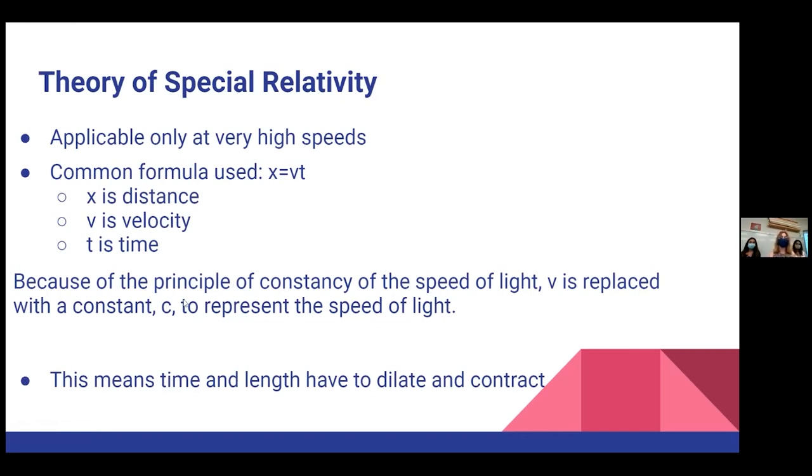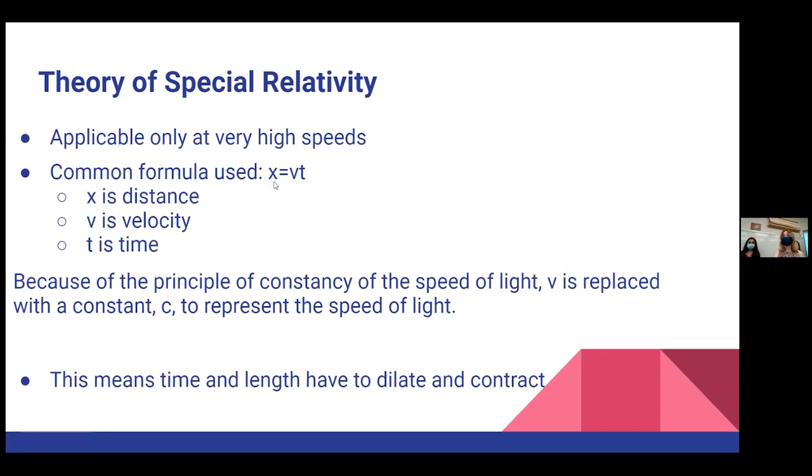Now, since something exists called the principle of constancy of the speed of light, which is exactly what it sounds like, just that the speed of light is a constant in all inertial reference frames, which, like Nisha said, are basically just points of view, you can always go ahead and replace this variable v for velocity with a constant c that we'll just use to represent the speed of light, since it never changes. So now that we've rephrased this as x equals c times t, c being a constant, that makes t and x, time and distance or length, space, variable and relative to each other.